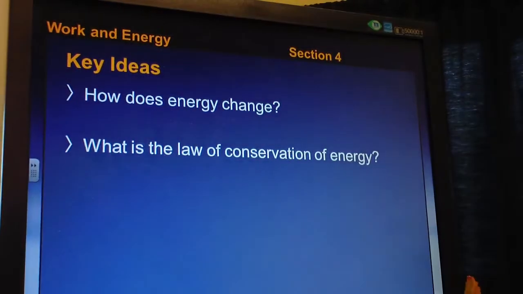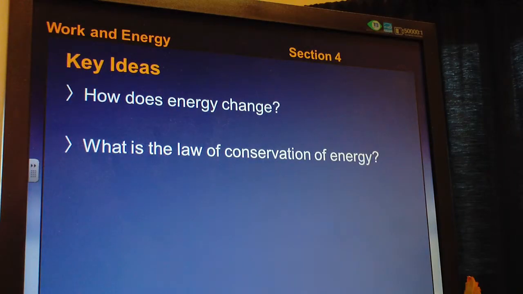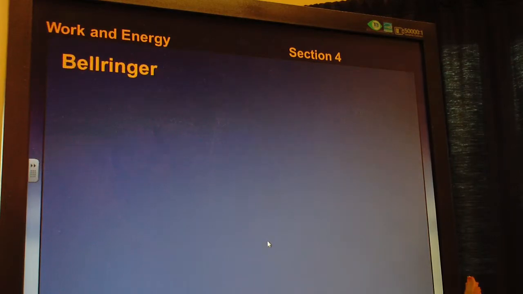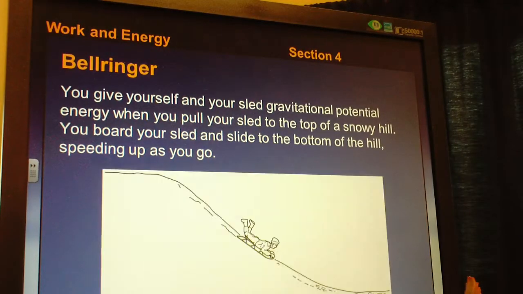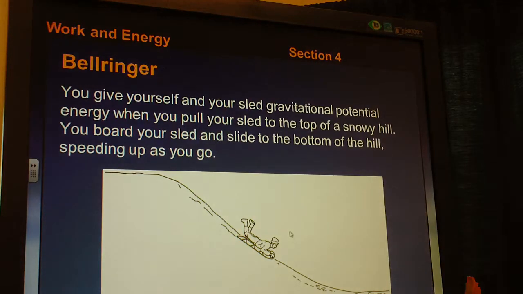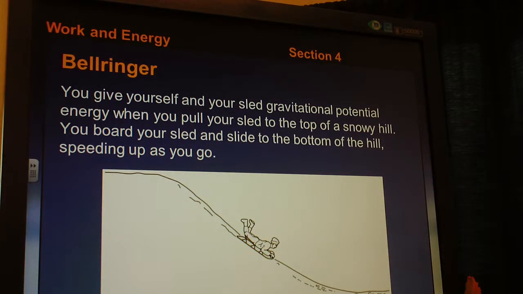Now, our two key ideas are how does energy change and what is the law of conservation of energy. And first, I want you to think about this situation. You give yourself and your sled gravitational potential energy when you pull your sled to the top of a snowy hill. You board your sled and you slide to the bottom of the hill, speeding up as you go.